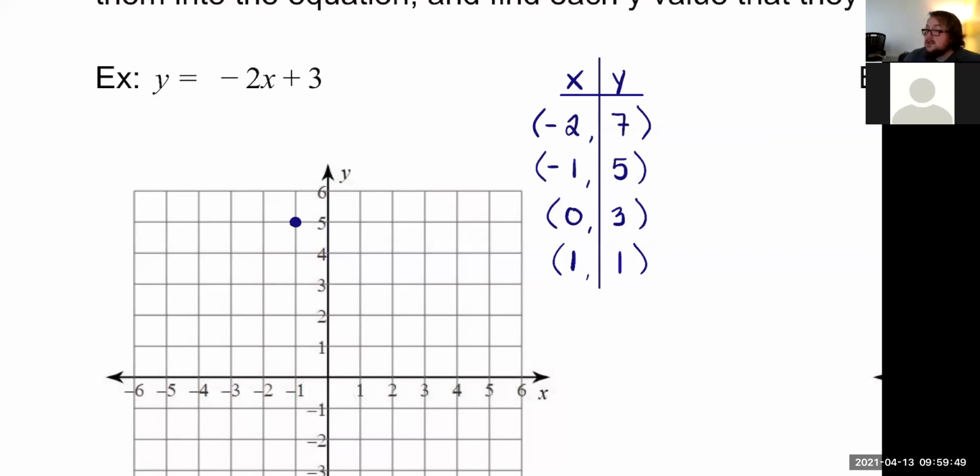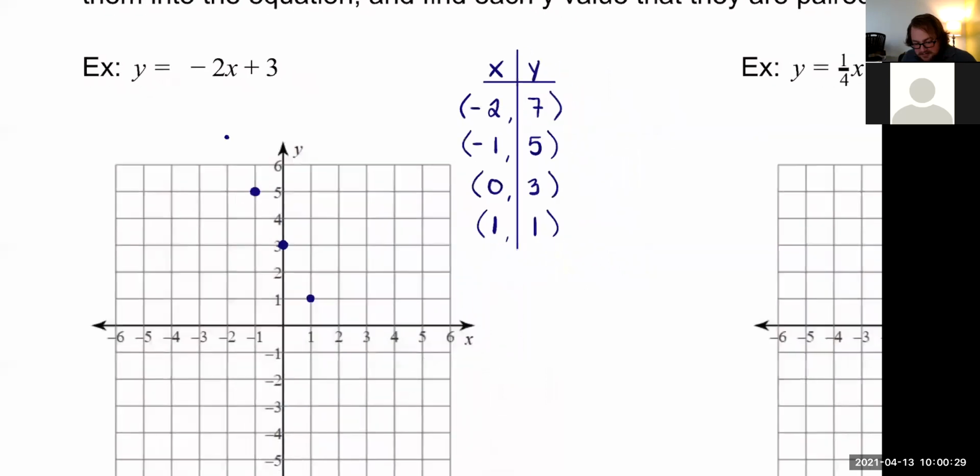What about 0, 3? Stay on 0, but then go up 3. And then the last one there, 1, 1. Right 1, up 1. Now, again, if you decided earlier to try to imagine where that -2, 7 is, I would say it may be about right there. Again, I'm approximating because the grid marks don't go all the way up there.